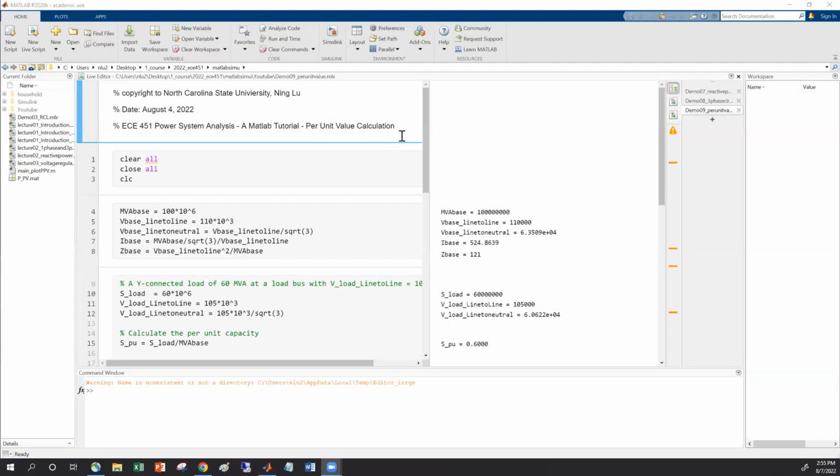Hello, today we're going to talk about per unit calculation. So first of all, we need to understand why we want to do per unit calculation.